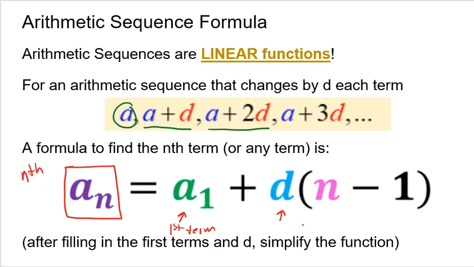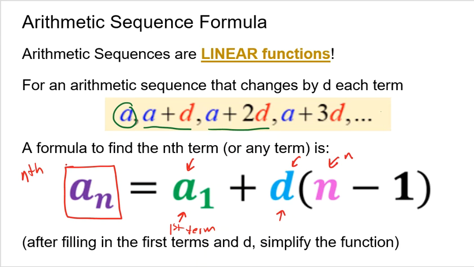Now, I do say down here in parentheses that after we fill in all the blanks, we're going to fill in the first term. We're going to fill in the common difference. n is your variable, so n stays n. You don't change that. Once you do that, we distribute the D and then simplify the function. And we'll see that in this very next example.